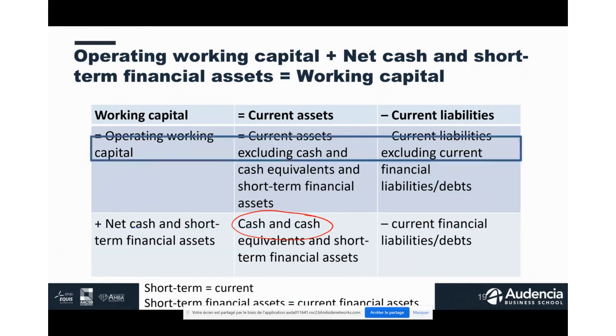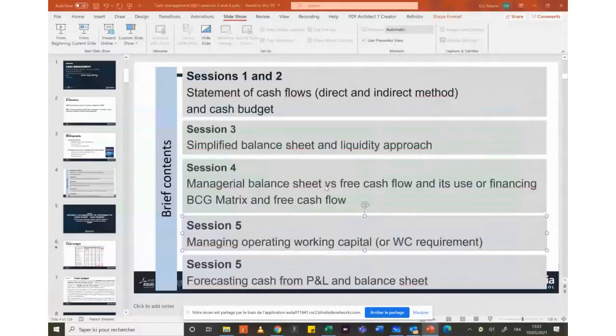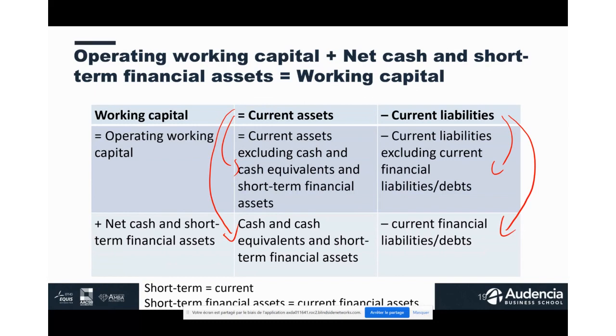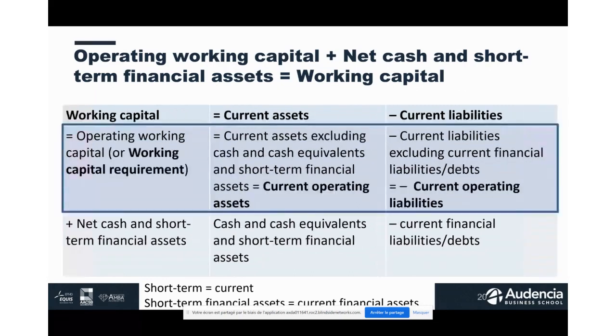So the working capital, we say, is current assets minus current liabilities. And we can split the current assets and the current liabilities into operating and financial, or operating and non-operating. So we split each one into two parts. So now we can say the working capital, we have the operating working capital or working capital requirement. In this part, we take all the current assets minus all the financial assets.